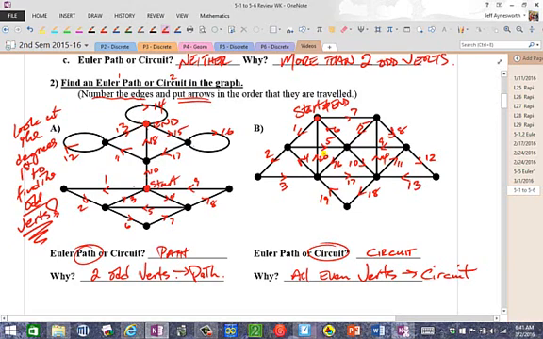There we go. So 20 edges in all, okay? And back up to where I started, all right? And there you go, that's a circuit.